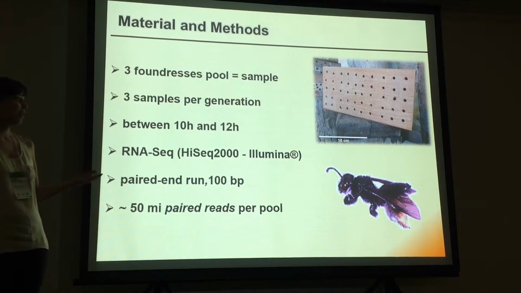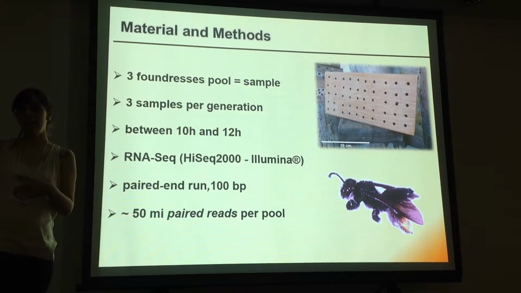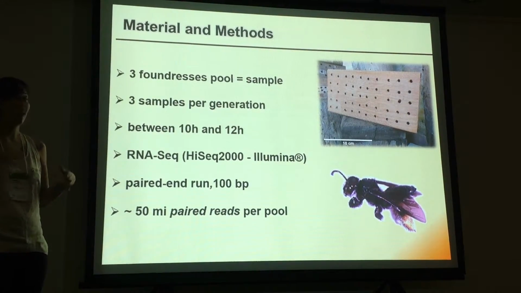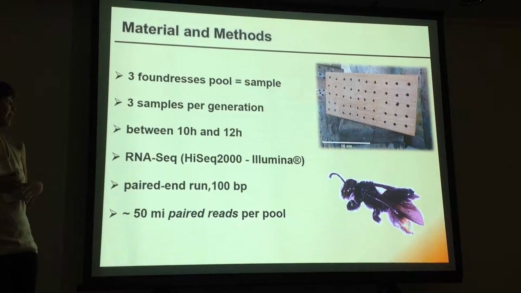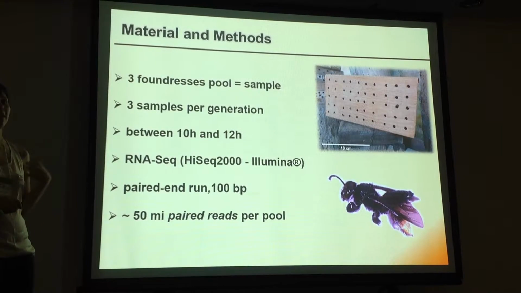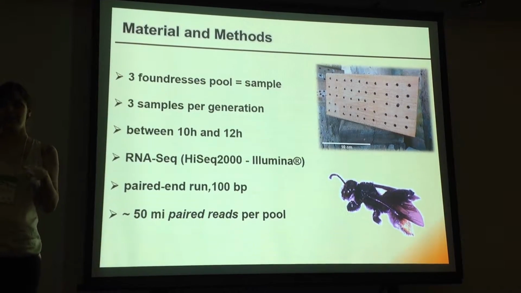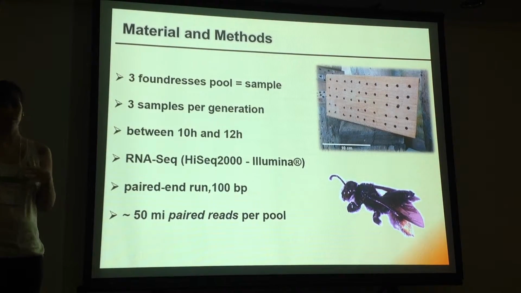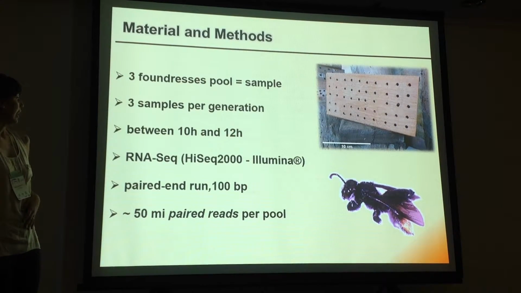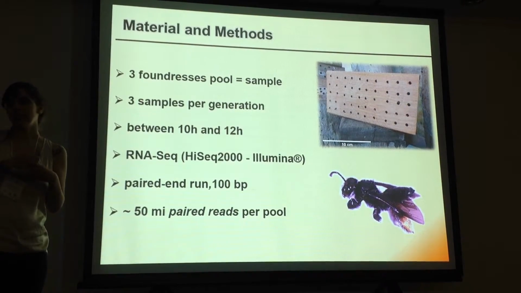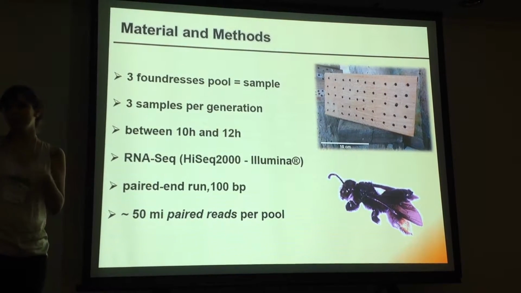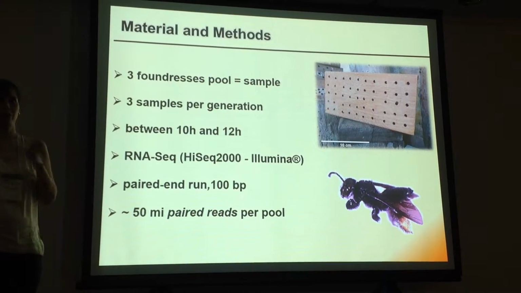And every time I realized that a female was constructing a nest, I just collected her while she was flying. All the collections have been made between 10 a.m. and 12 p.m., so we could avoid a little bit of noise because of the period of the day. Also, I pooled 3 females in each sample, and I have 3 samples from each generation, for generations 1 and 2.